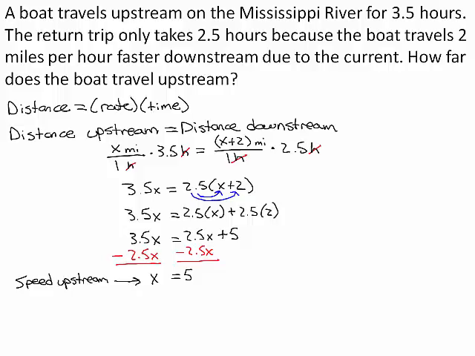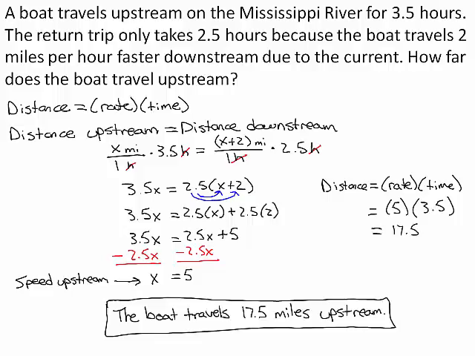In order to find the distance that the boat travels upstream, use the distance formula: distance equals rate times time. Substitute 5 for the rate in miles per hour of the boat traveling upstream and 3 5/10 hours for the time to get distance equals 5 times 3 5/10, or distance equals 17 5/10. So the boat travels 17 5/10 miles upstream.